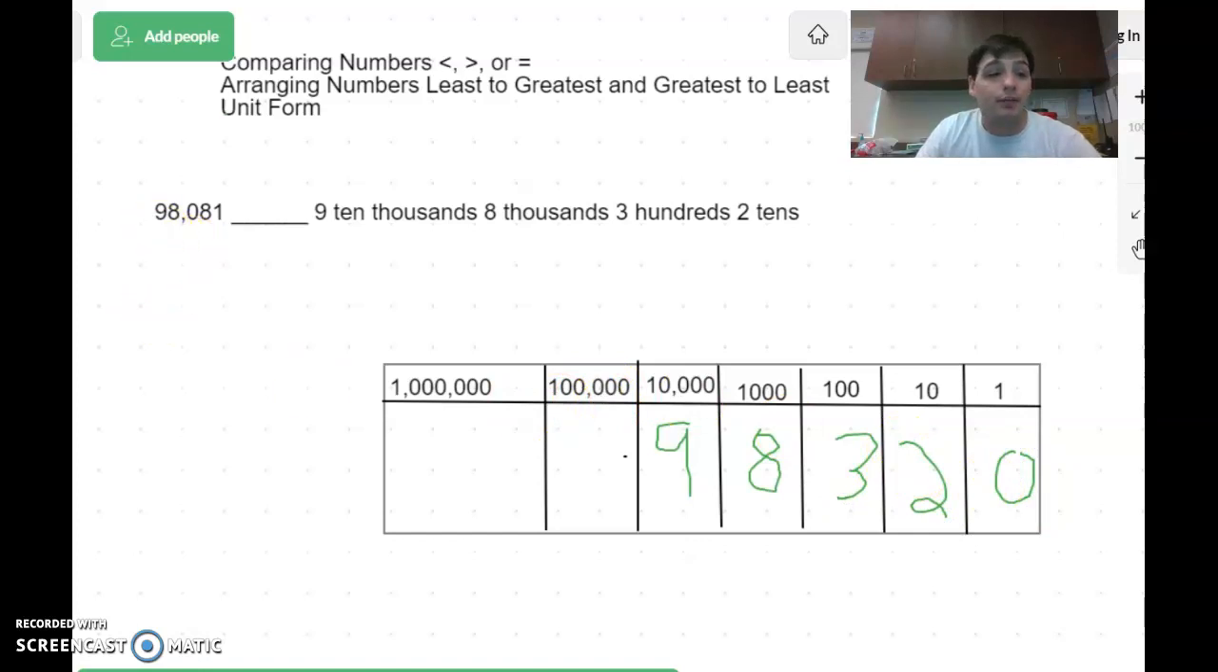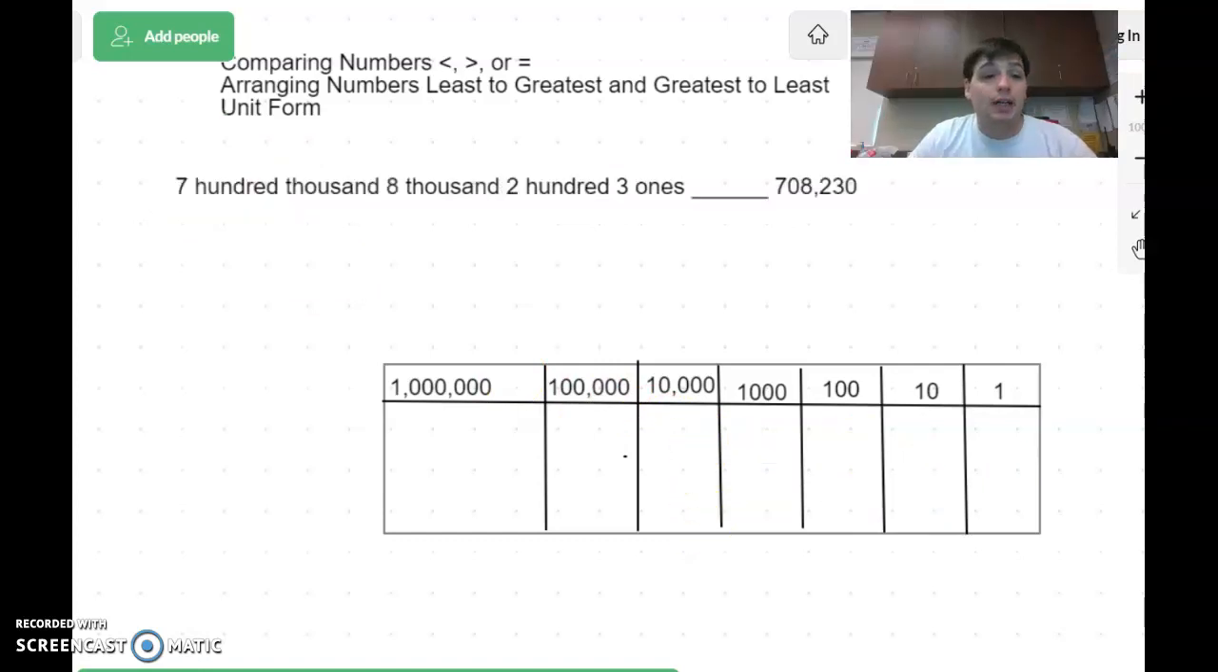Now I can compare this pretty easily. I still have 98, but here I have 0 hundreds, and here I have 300s. So I know my answer will be less than. Let's try one more like that. So here's my next problem.